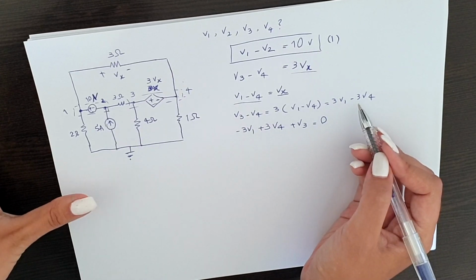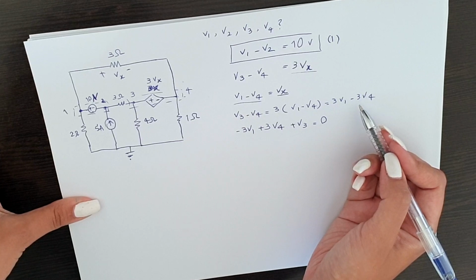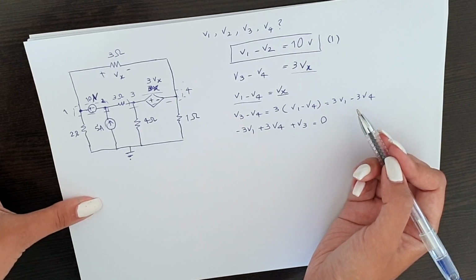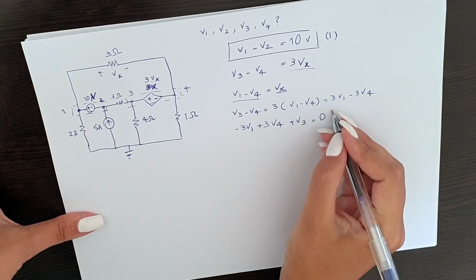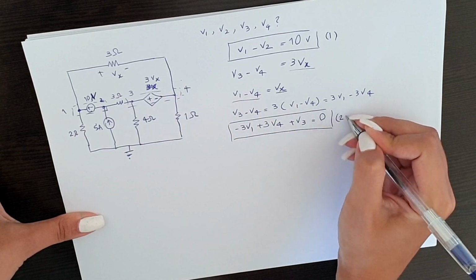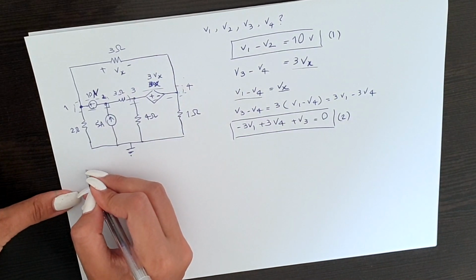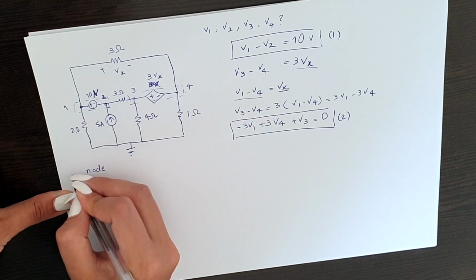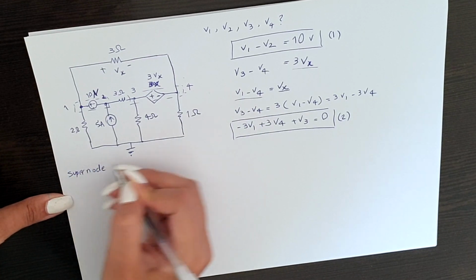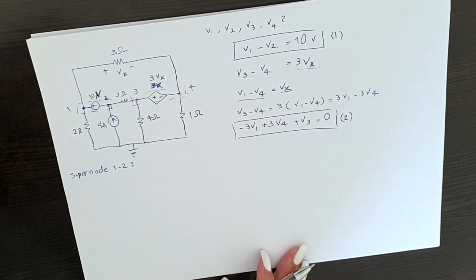Let me see if I did this right. Yeah, this is minus in here, this is plus. Yes, I did it right. So this is our second equation. We need 2 more equations, and how do we get them? We write the equations for supernode 1, 2, and supernode 3, 4. We have 2 supernodes that we can have 2 different equations from.